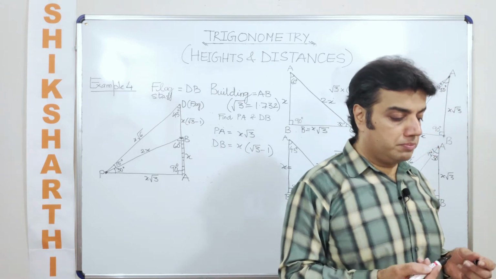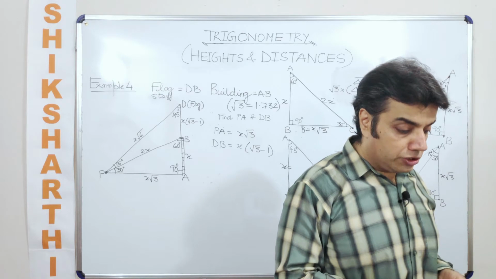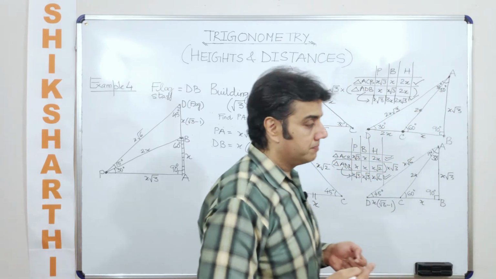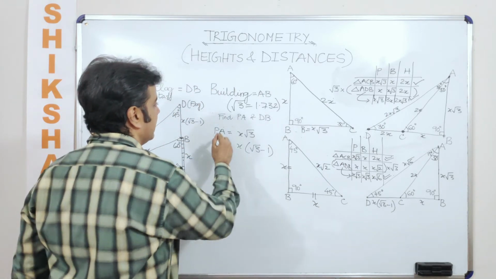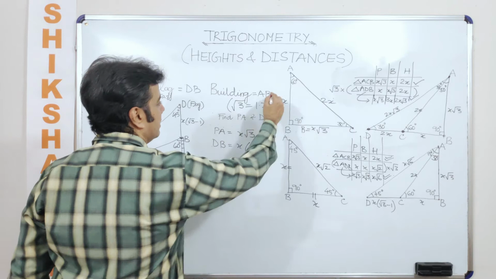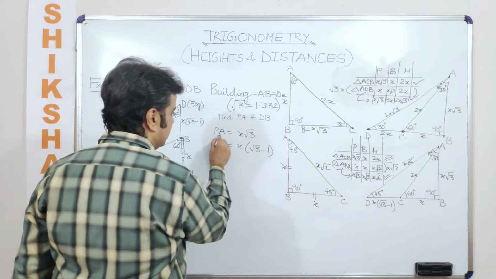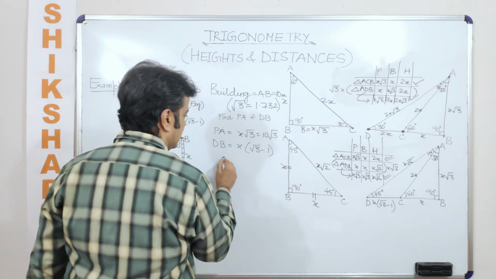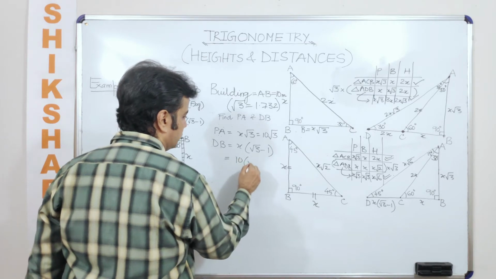Okay, it says from a point P on the ground, the angle of elevation of the top of a 10-meter tall building. That means they have already given you the value of AB as 10 meters, which is the value of x. So can I say this becomes 10 root 3? And this length becomes how much? 10 times of root 3 minus 1.